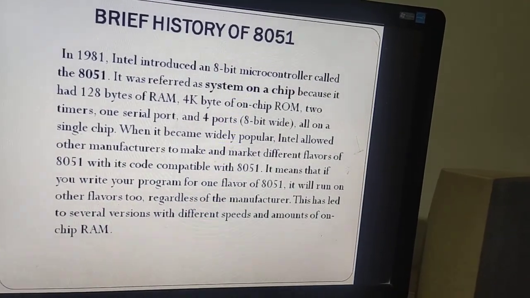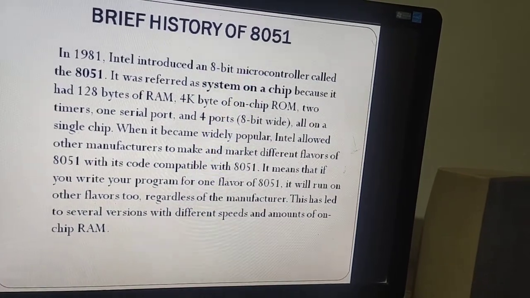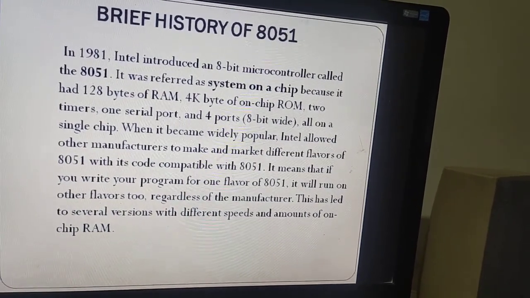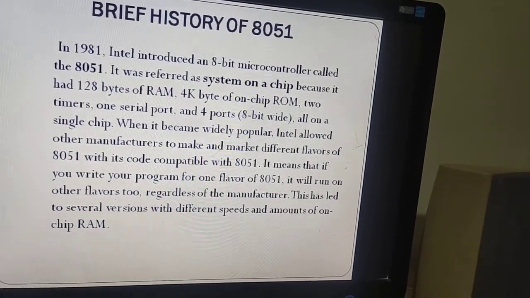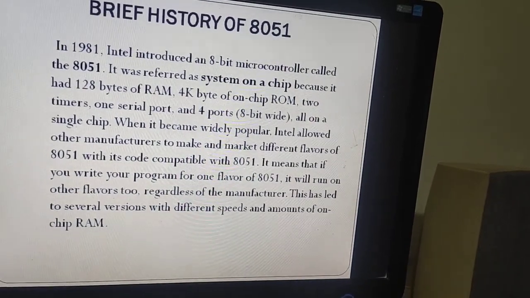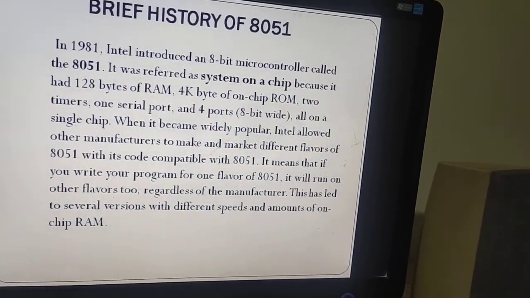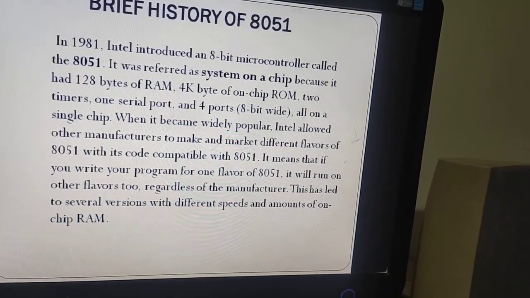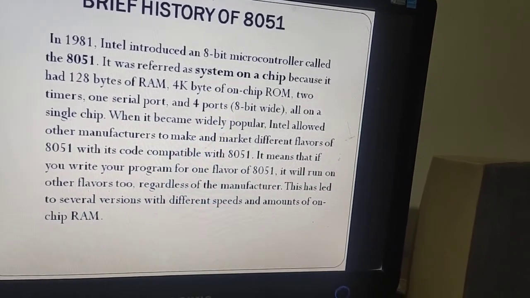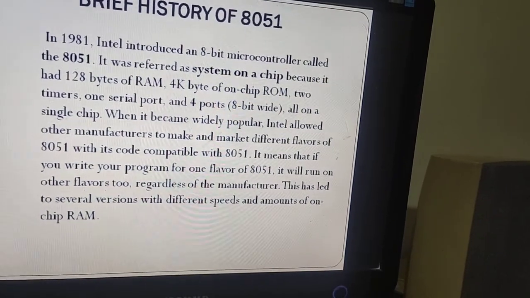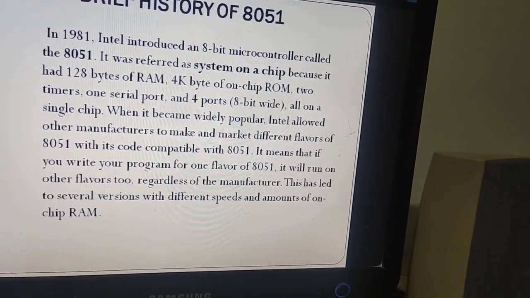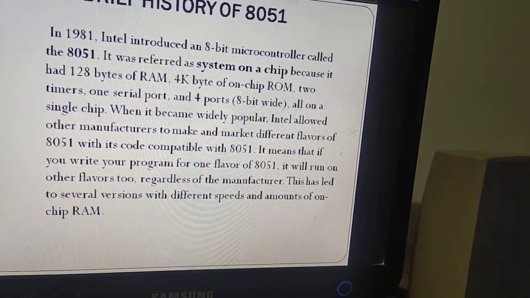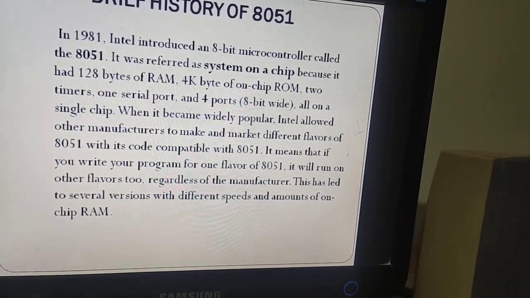As I told you, now moving to 8051. It has 128 bytes of RAM, 4 kilobytes of on-chip ROM, 2 timers, 1 serial port and 4 ports, all 8-bit. It means that it's an 8-bit microcontroller. All this is put together in one single chip. It has now become very popular.